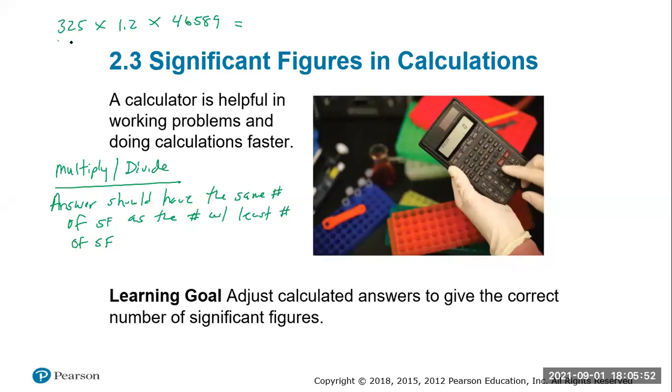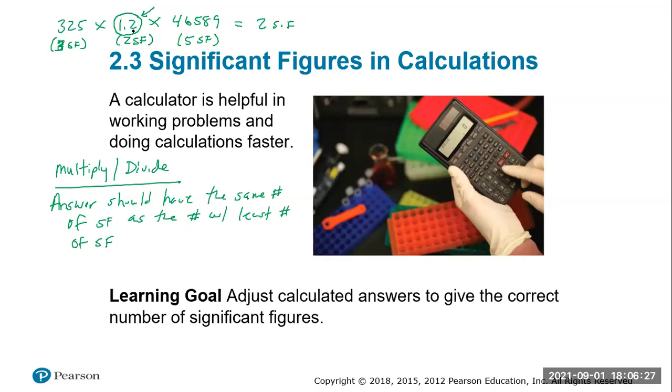First number has two significant figures. I'm sorry, three significant figures. I'll learn to count. Three significant figures. Second number has two significant figures. Third number there has 5 significant figures. So when I'm all said and done and I multiply this out, my answer should end up as 2 significant figures, because in these sorts of measurements, the answer that you get, your calculation, really is only as good as your worst measurement.